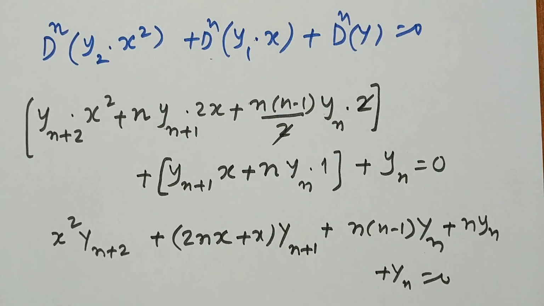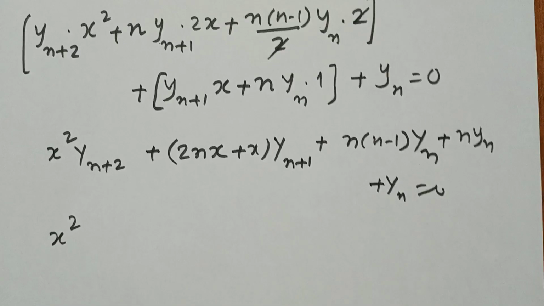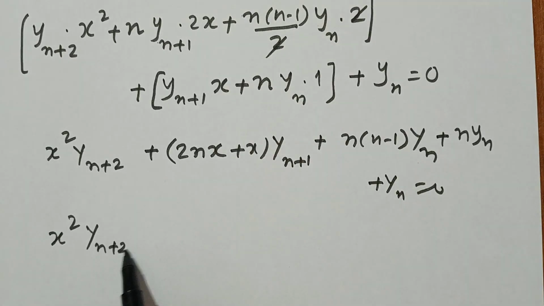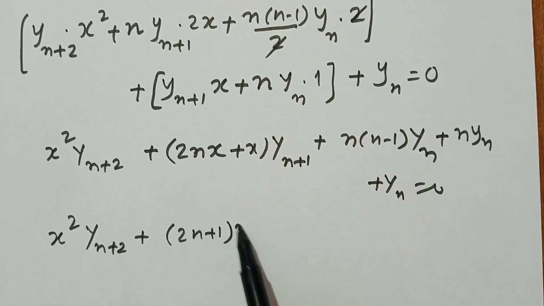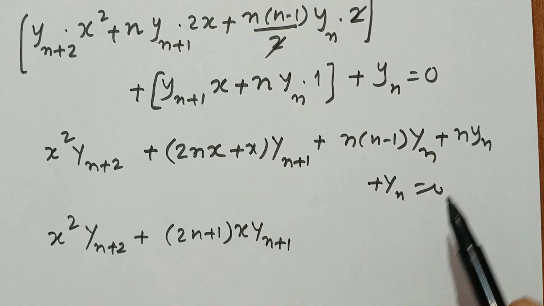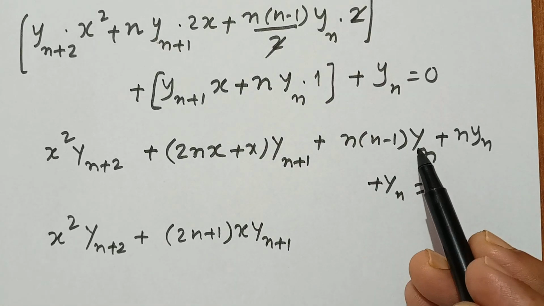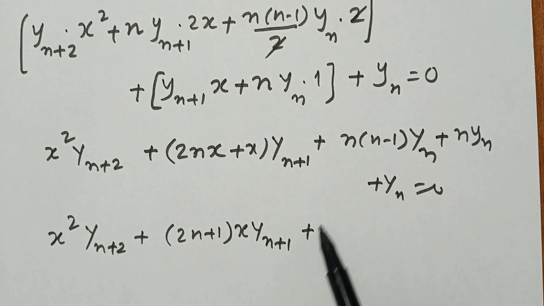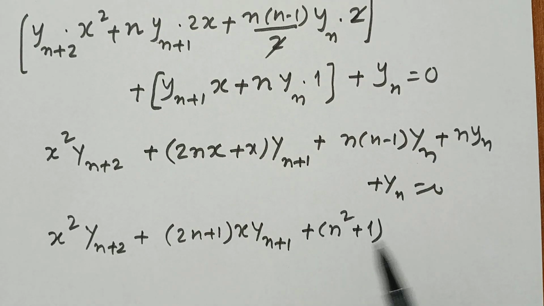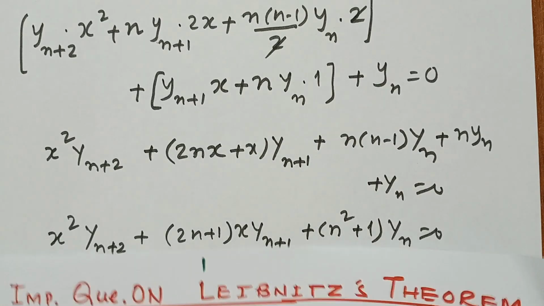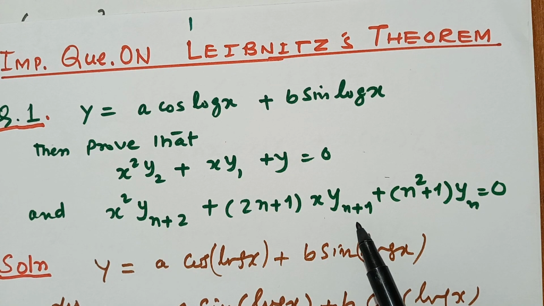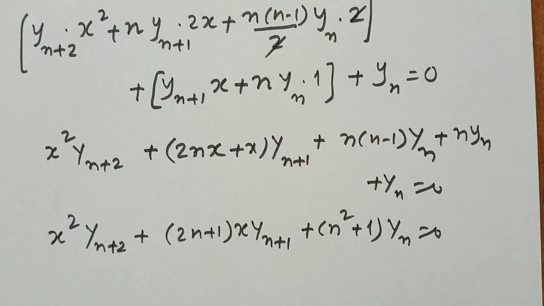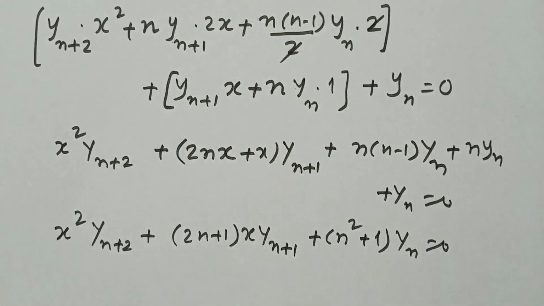Okay, now we arrange the same coefficient terms. So this is x square y(n+2) plus, here x is common, (2n+1) x y(n+1). Here yn is common, so n square minus n plus n cancel, so plus (n square + 1) yn is equal to 0. And this is the proof, because we needed to show x square y(n+2) plus (2n+1) x y(n+1) plus (n square + 1) yn is equal to 0. Okay, and this is the proof.